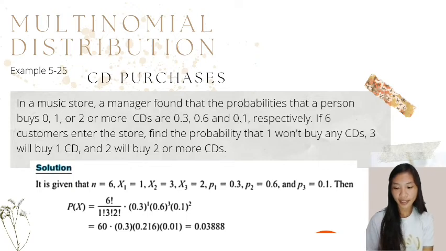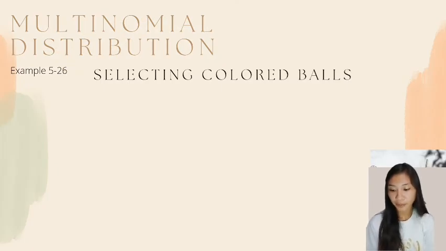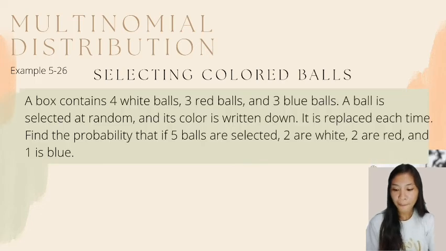So next example is selecting colored balls. A box contains 4 white balls, 3 red balls, and 3 blue balls. A ball is selected at random, and its color is written down. It is replaced each time. Find the probability that if 5 balls are selected, 2 are white, 2 are red, and 1 is blue.